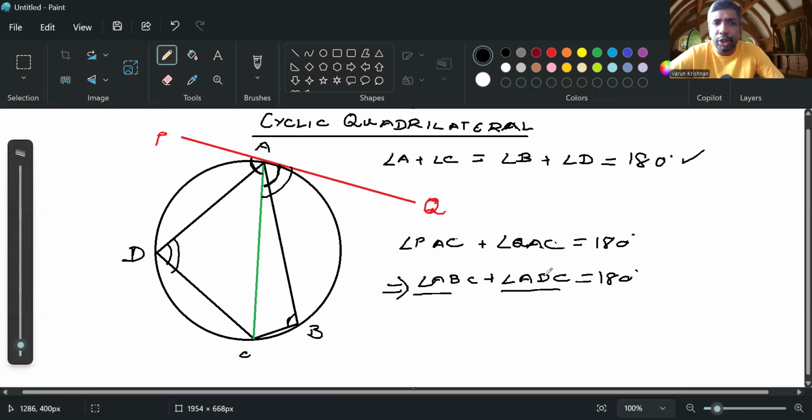So of the special types of quadrilaterals that we have discussed in a video before this, rectangles and squares will always be cyclic.